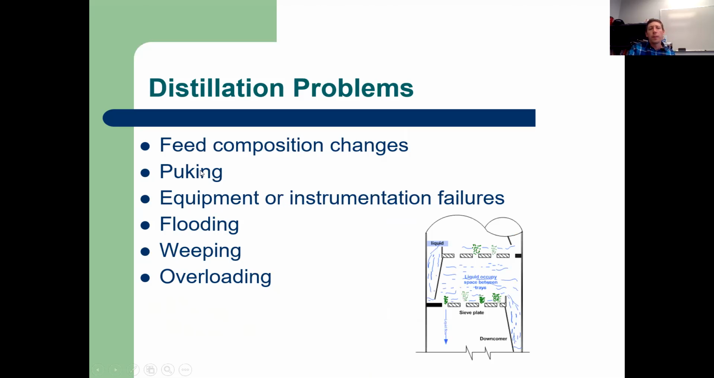Okay, we'll talk about puking, flooding, and weeping next. So puking is just like what it sounds like. Puking is when we have too much vapor pressure going up and it just shoots way up the column really fast, okay? These trays or packing materials are meant to slow the vapors from going up too fast. And if the column has any type of what we call puking, that means that vapor is so hot, such high pressure, moving so fast that it just shoots right up the column and the trays can't slow it down, okay? And that's puking.